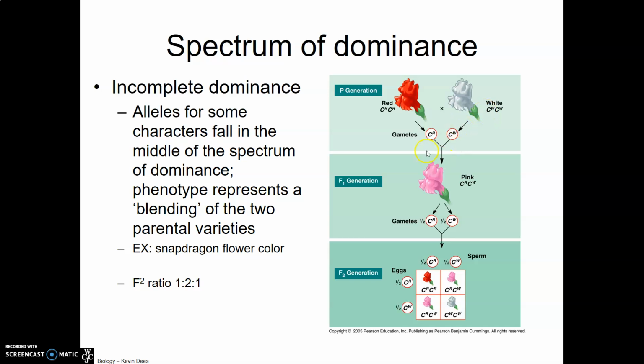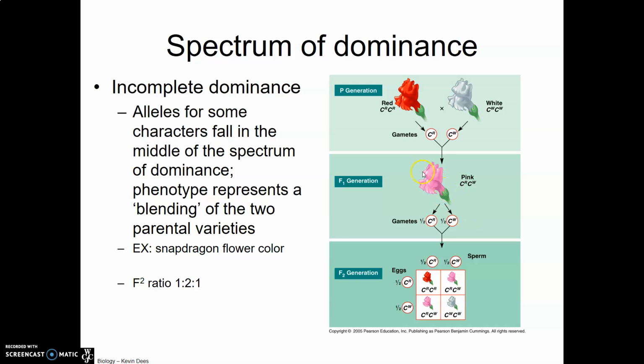When we cross these in our F1 generation, instead of seeing one color, either red or white, we see a blend. And this is because each one of these parents contributes one half of the pair, right? So they contribute one allele. And in this case, this individual has one allele for red and one allele for white. And if you think about this, if you mix a bucket of red paint and white paint together, you end up with pink.